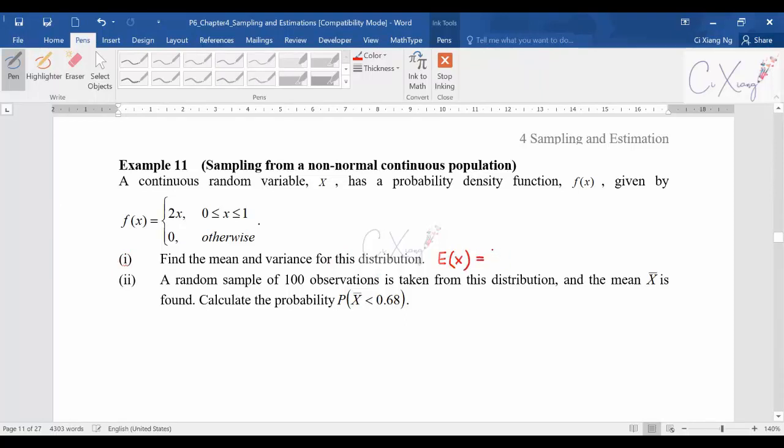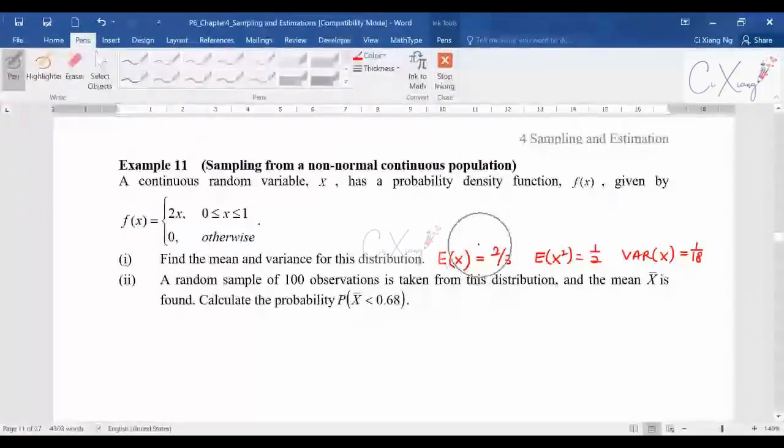So for E(X), the answer should be 2 over 3. Then after that, you can try to get E(X squared), the answer should be 1 over 2. And after that, when you try to get the variance, the answer should be 1 over 18. So all the values here are the values for the population. So you're having the population mean, you're having the population variance.